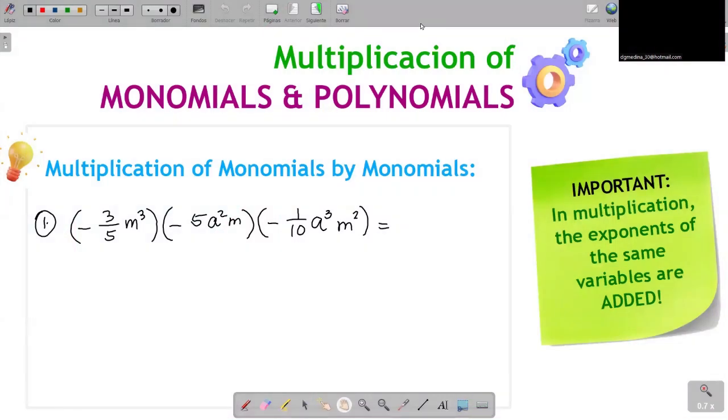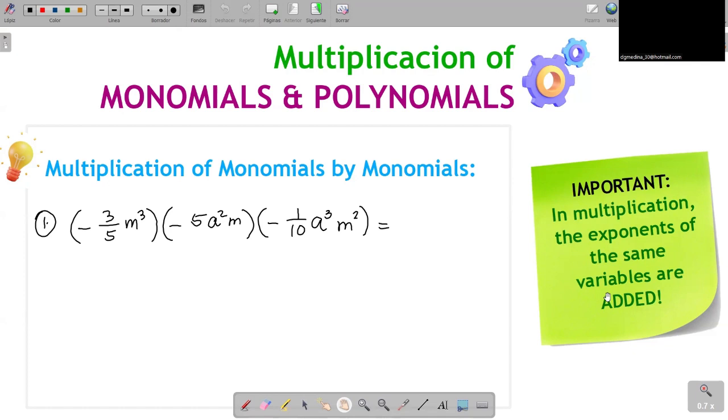Hello guys, welcome to another explanation of math. In this explanation, we have the multiplication of monomials by monomials. Okay, this is the first part. So first of all, we have to keep in mind this important information.